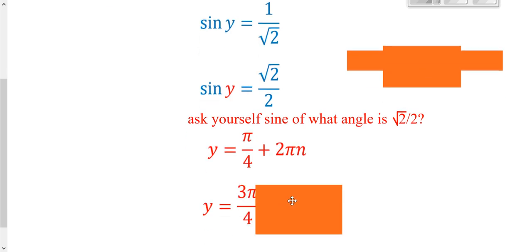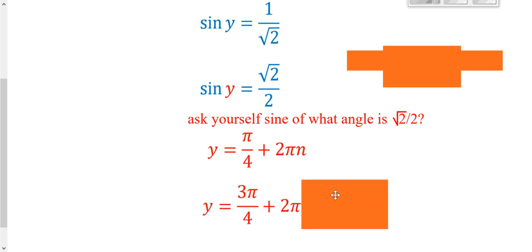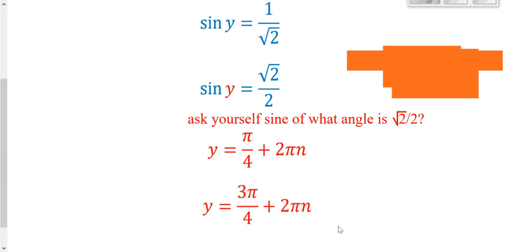Now, it's really pi over 4 plus any full revolution thereafter, so we go plus 2 pi n, because a full revolution is 2 pi, and any number of full revolutions after our pi over 4 would put us at the same spot and have the same y value. But then you have to think, on my unit circle, where else is sine, which is the y value, at that same height of root 2 over 2? And that is at 3 pi over 4 plus any full revolution thereafter. So both of your answers would be these two here.